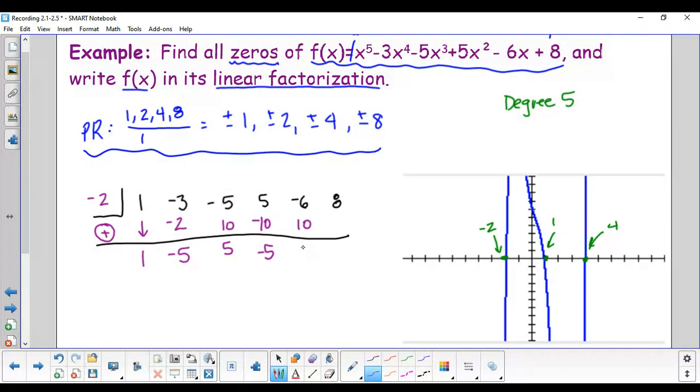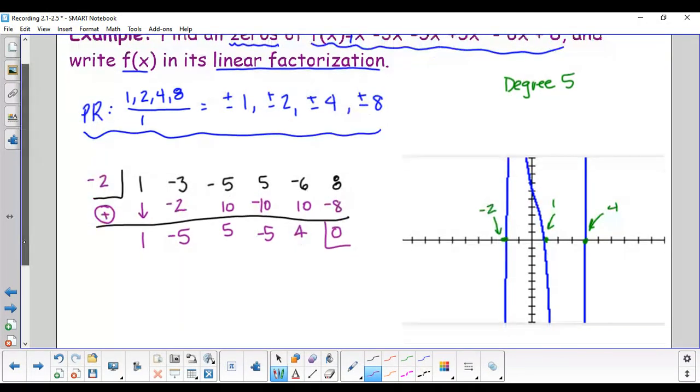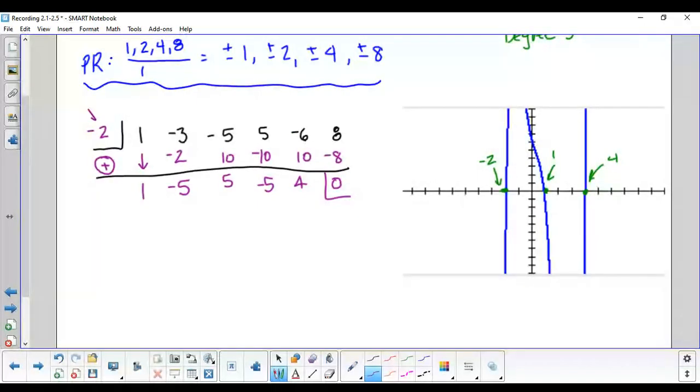Multiplying and adding. And my goal is that when I do the final phase of this, I get a 0. Remember that this means there's a remainder of 0. So therefore, I can state that this was a 0. And if that's a 0, I then know that x plus 2 is a factor. So I'm going to just identify that this is going to be a factor of our polynomial.